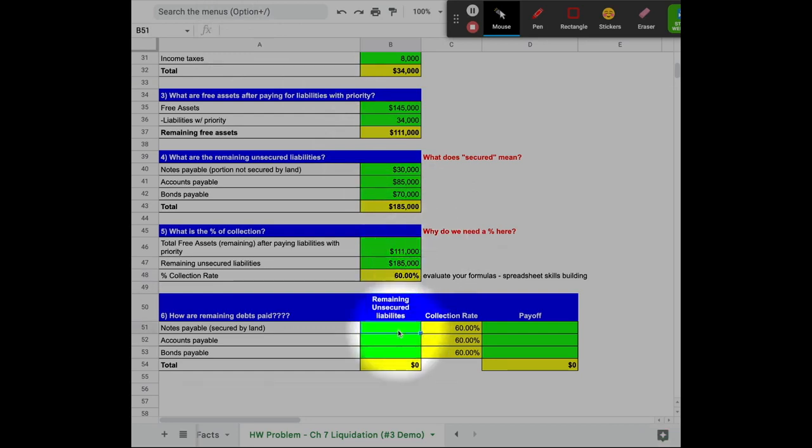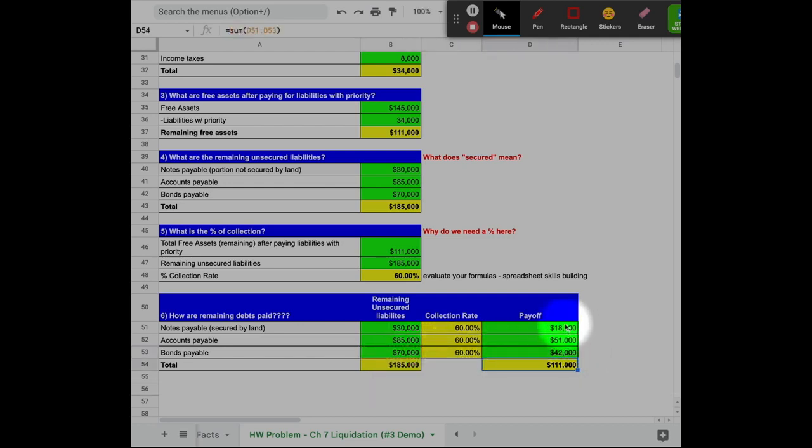Okay, so now let's figure out how we do the final payoff. Well, the remaining unsecured liabilities, I'm going to come up here and simply grab these values. I've got them easily referenced here. Total down to my 185. So $185,000 here, $185,000 here. My collection rate is 60%. And here's how I go about doing this. Each unsecured creditor is going to be given 60% of what they're due. And you're going to see that the math shakes out nice and neat.